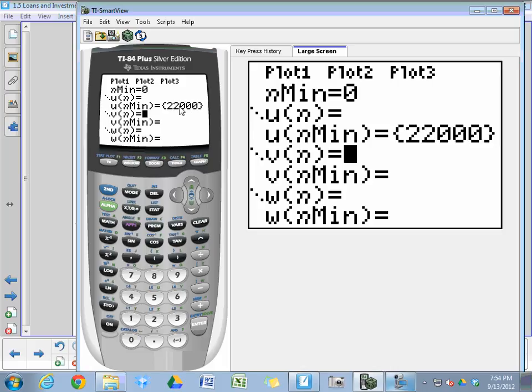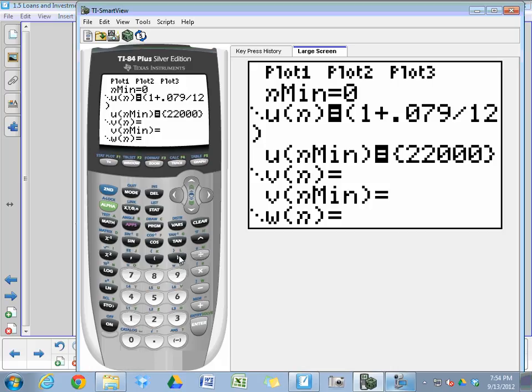Enter. U n is where we actually put in the formula. And to do that, follow me. Parentheses, 1 plus 0.079 over 12. The 12 divides the interest rate by 12 because you're paying monthly.